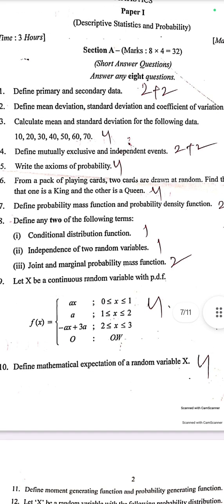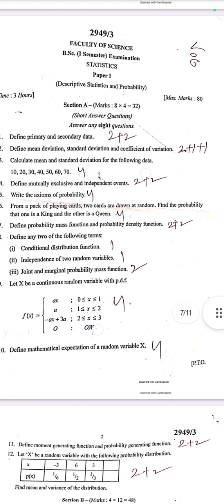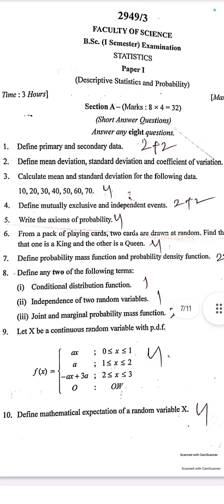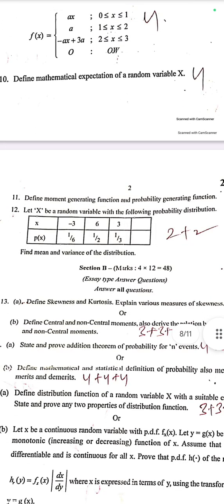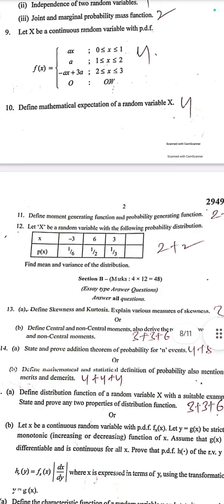Okay, similarly, one problem on a pack of cards also, and calculate the mean and standard deviation of the following data. Very simple discrete data. Okay, primary and secondary data questions are also repeated. These are very important questions for BCom and BSc and also data science of statistics.